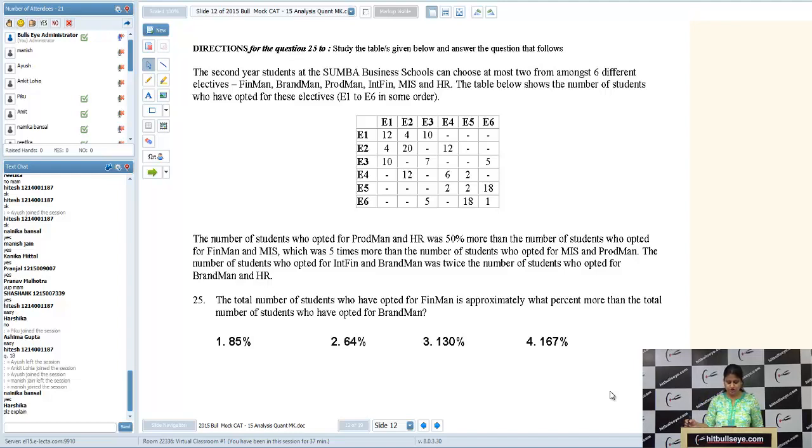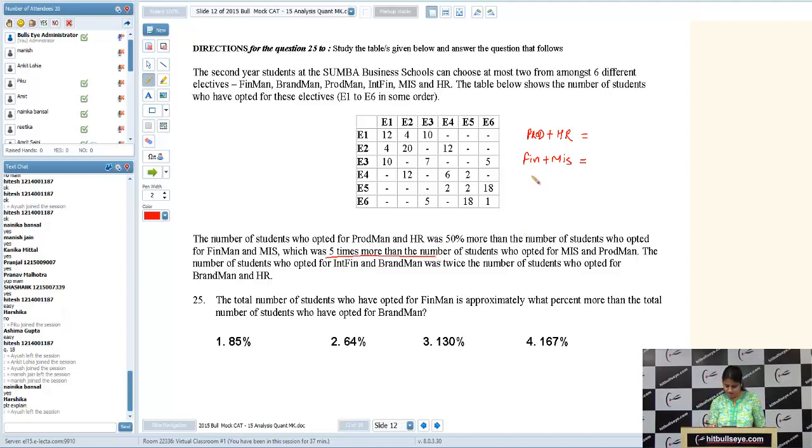The number of students who opted for Prodman, I think you have gone through this set. It says the number of students who opted for Prodman plus HR was 50% more than the number of students who opted for Finman plus MIS, which was 5 times more than. That was a confusion actually. That was 5 times more than, it means what? 6 times of student who opted for MIS plus prod. If we take this number as x, the second should be 6x and another thing should be 50% more.